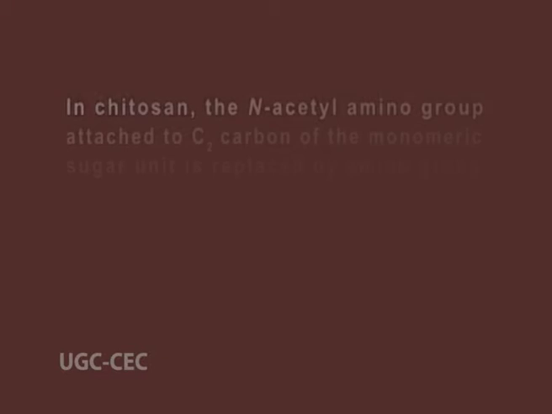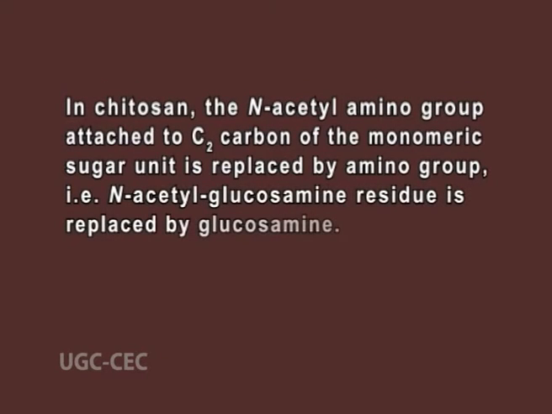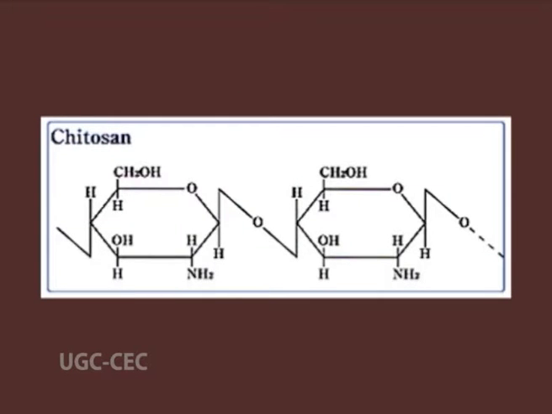Structure of chitosan. In chitosan, the N-acetyl amino group attached to C2 carbon of the monomeric sugar unit is replaced by amino group. That is, N-acetyl glucosamine residue is replaced by glucosamine. The structure of chitosan is shown in the figure.